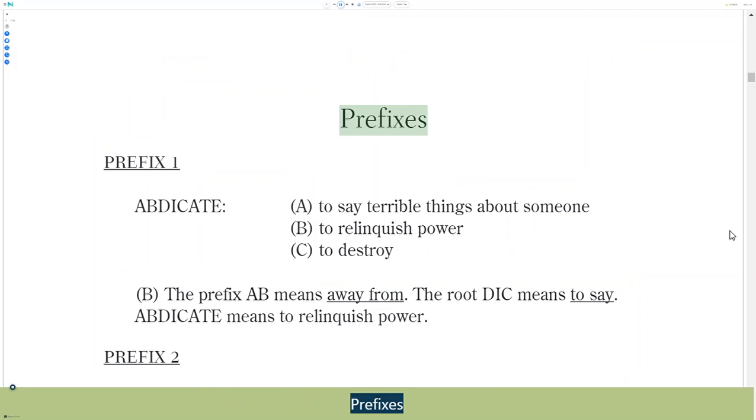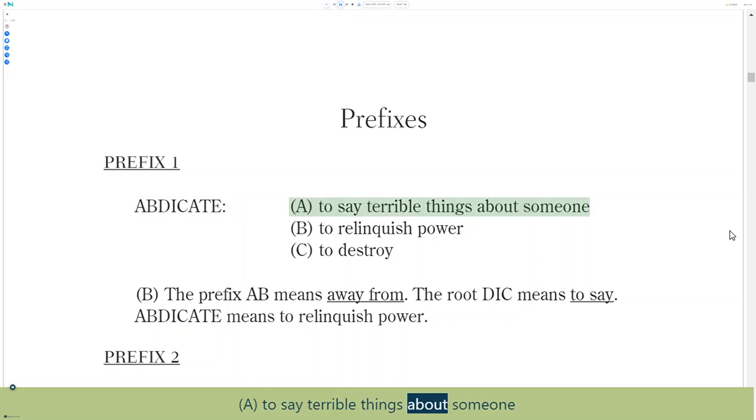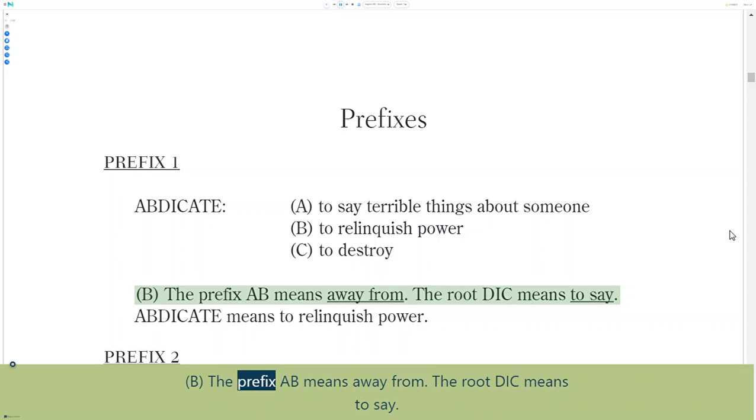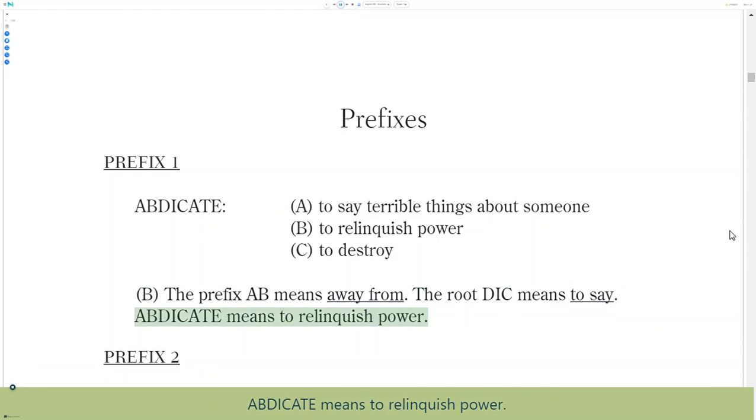Prefixes. Prefix 1. Abdicate. A. To say terrible things about someone. B. To relinquish power. C. To destroy. B. The prefix ab means away from. The root dic means to say. Abdicate means to relinquish power.